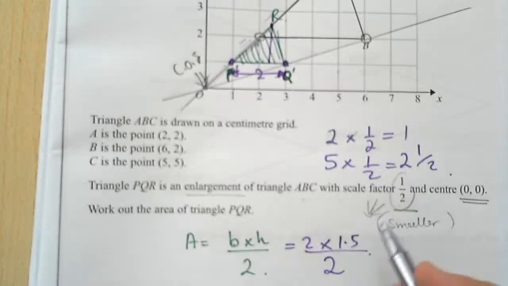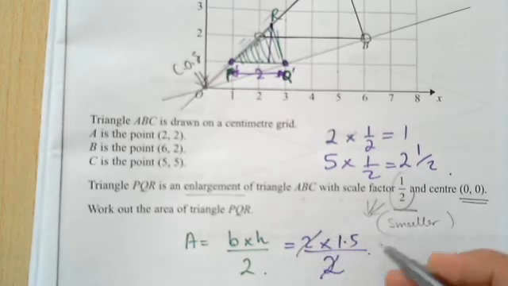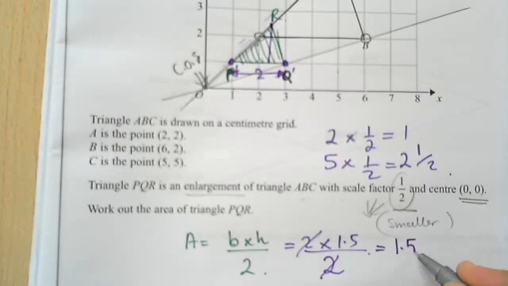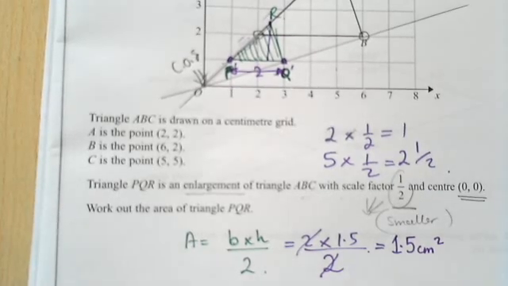Okay. So these 2 will cancel out, and that will give you 1.5 centimeters squared.